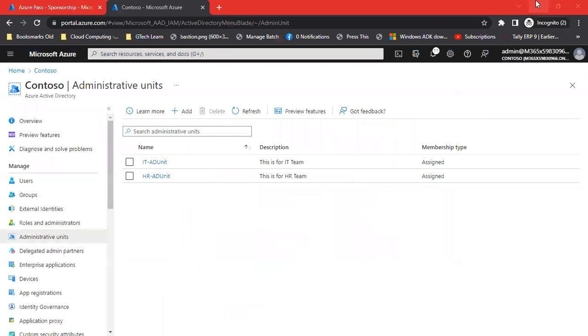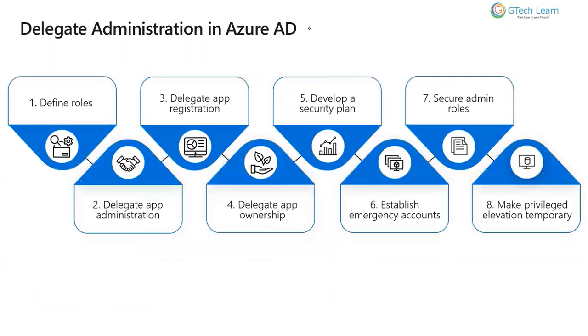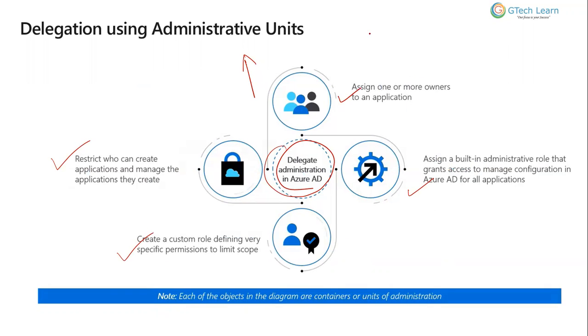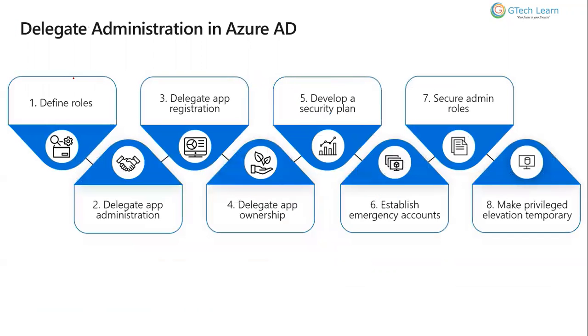So that is the use of administrative unit, and that is how we can use the administrative unit in order to delegate the specific permission. So now here you can see we can define the role, we can delegate the app administration, we can delegate the app registration.